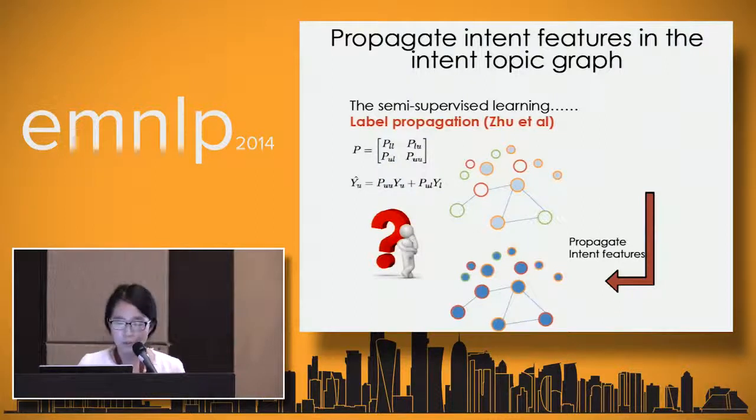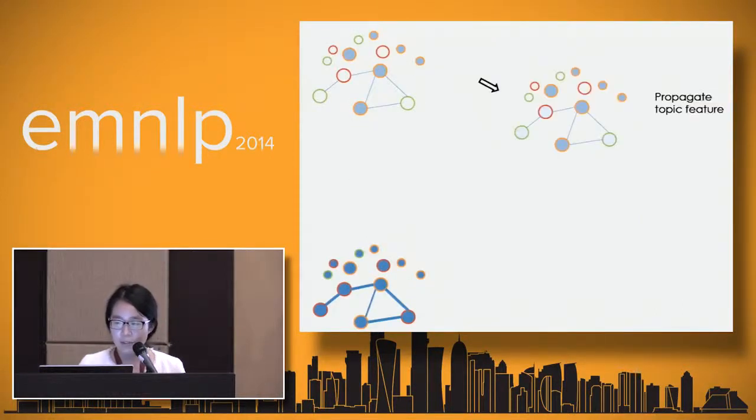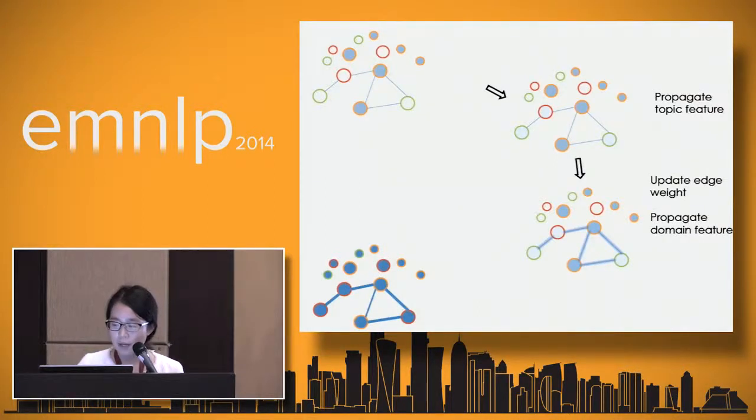And we propagate the intent features in an alternating way. First, we propagate the topic feature. Here, the edge only contains the co-occurrence relation. Then after this propagation, the intent feature of each intent topic node is updated. So the edge can merge more of the intent similarity.